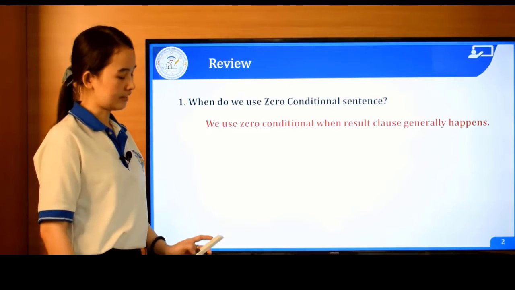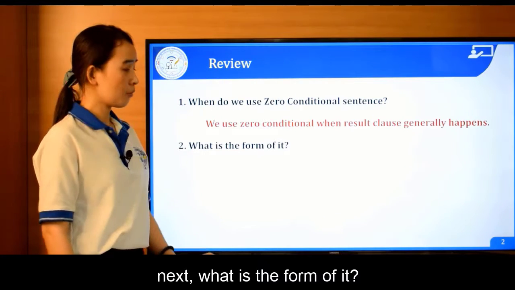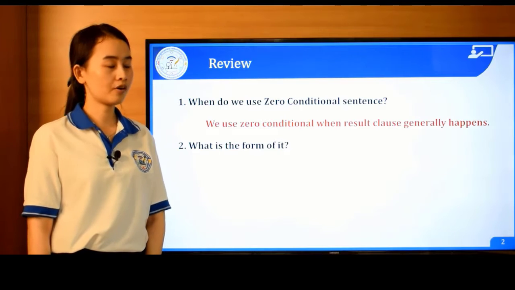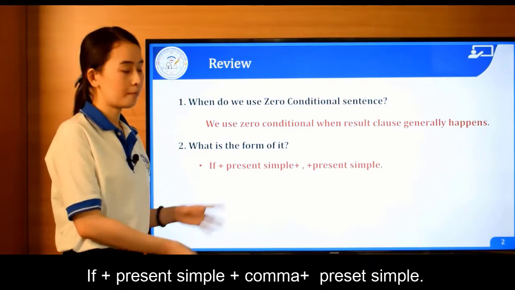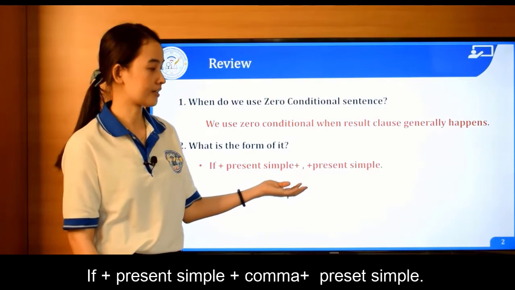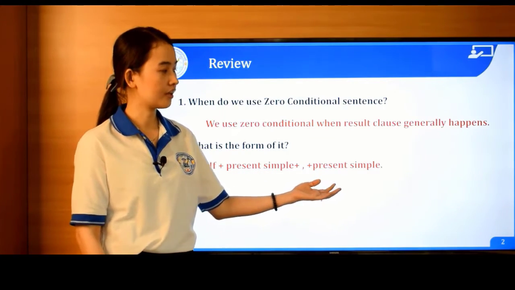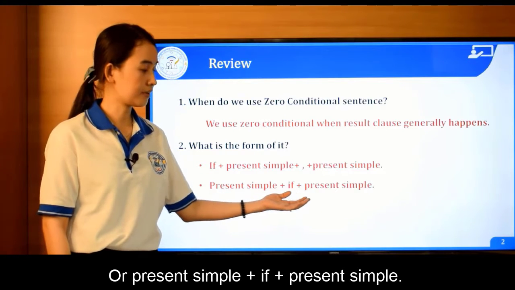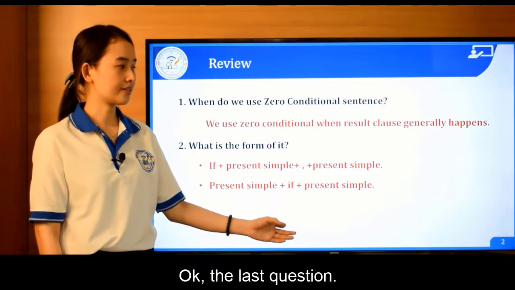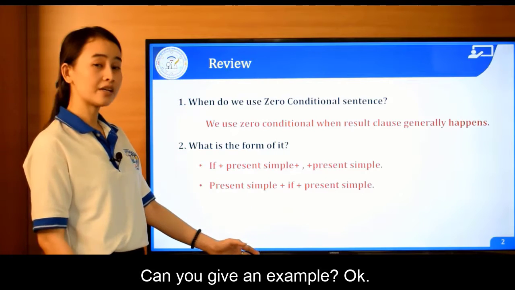Okay, it's good. Next. What is the form of it? The form of zero conditional is, yes, if plus present simple plus comma plus present simple, or present simple plus if plus present simple. Okay, it's the last question. Can you give me an example?